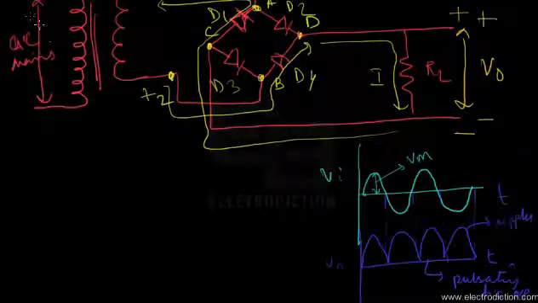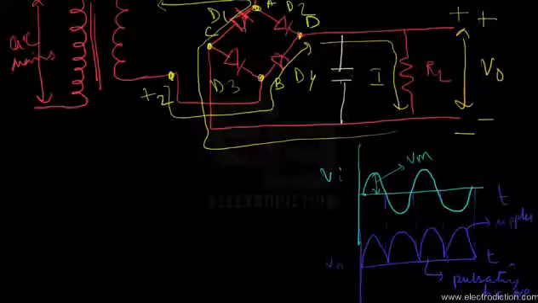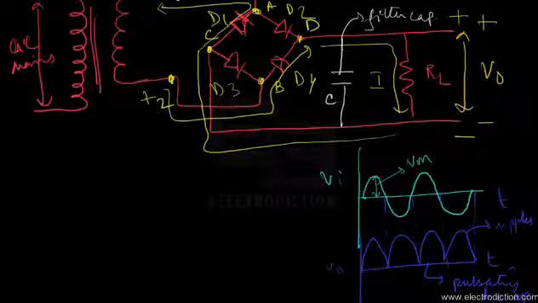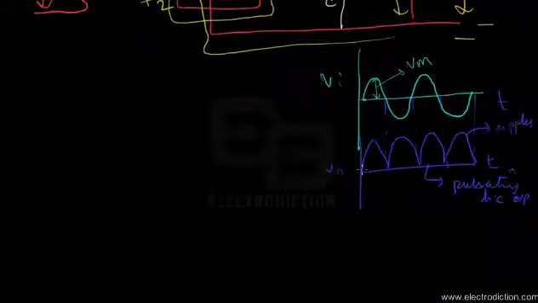So for that reason, in order to process the output into a proper DC signal, we shall use a filter capacitor instead. Okay, so here's our filter capacitor named C. Now what this filter capacitor does is it just smoothens out the output waveform, and it quickly charges during the arrival of the first half cycle, and then it discharges slowly, and this process just goes on.